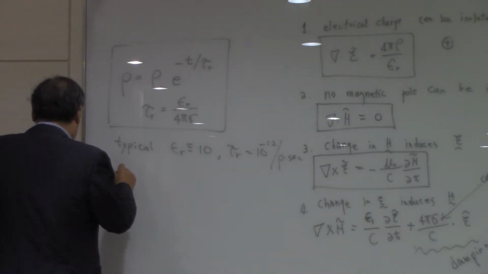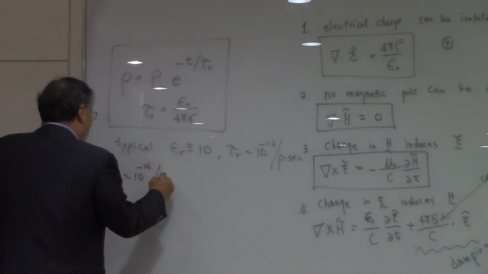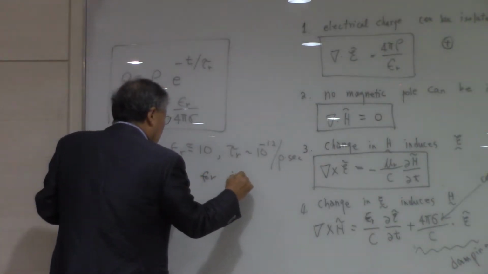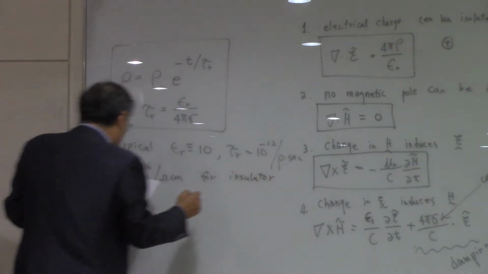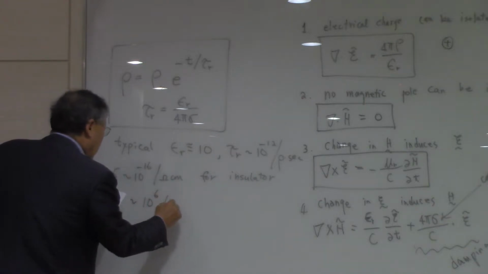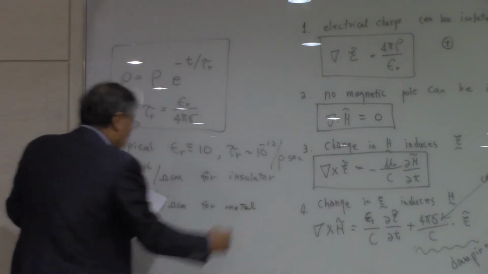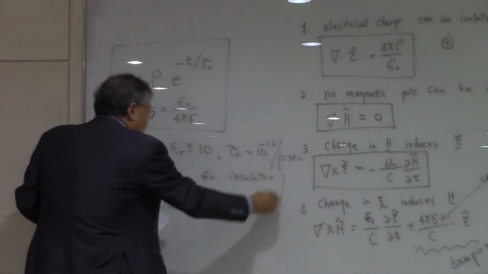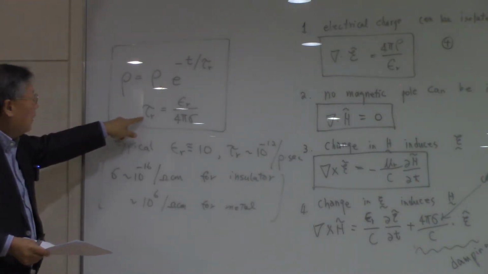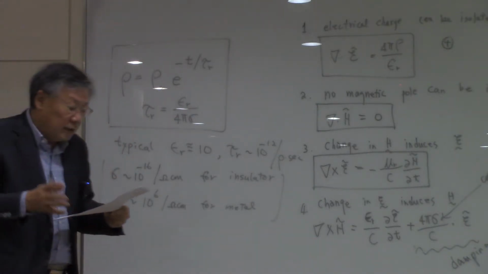And sigma is 10 to the minus 16 per ohm centimeter for an insulator, and 10 to the 6 per ohm centimeter for a metal. So you can put these numbers in to get the dielectric relaxation time, tau R, for this.